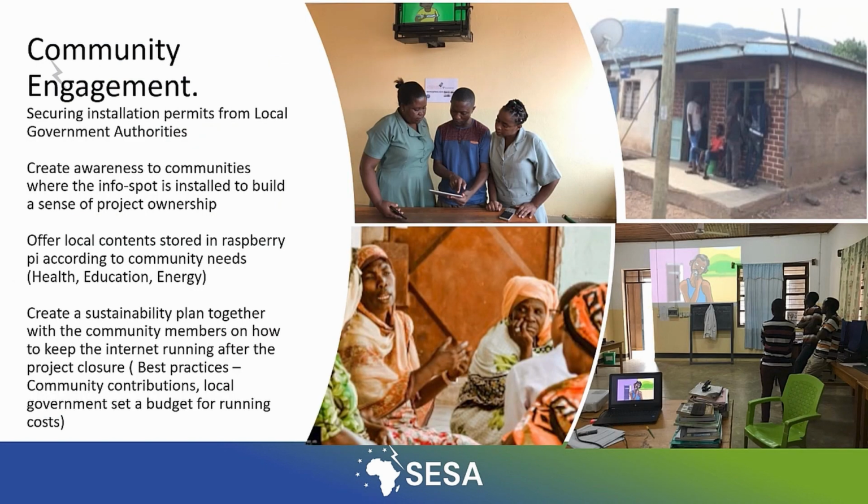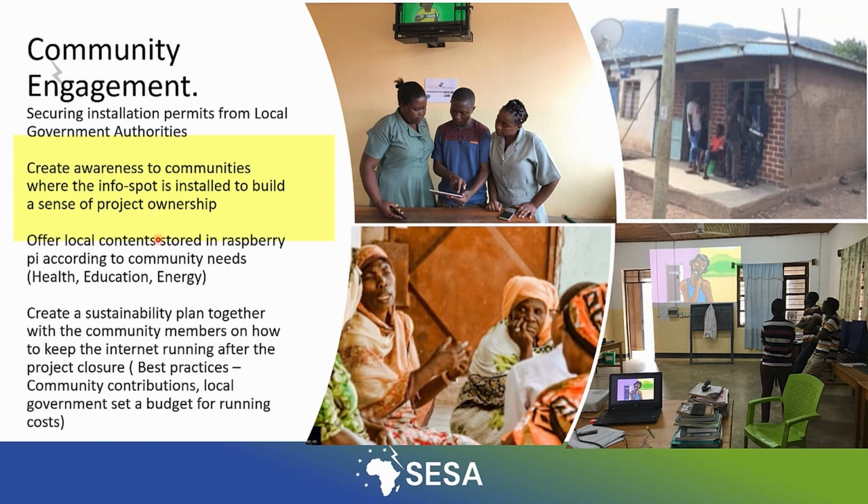Once we've established an InfoSpot, the next step is community engagement. After securing installation permits from local government areas, this is the first and most important step, because you want to be recognized when you go to the field, and you also want the government officials to take care of this service after you've exited. After you've got your permit, you have to create awareness in the communities where the InfoSpot is installed and build a sense of project ownership.